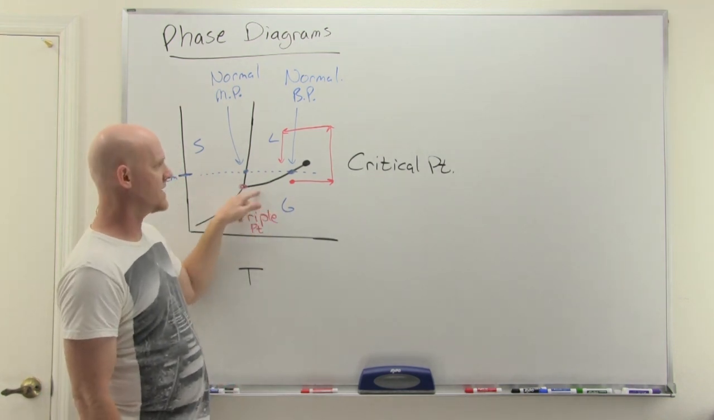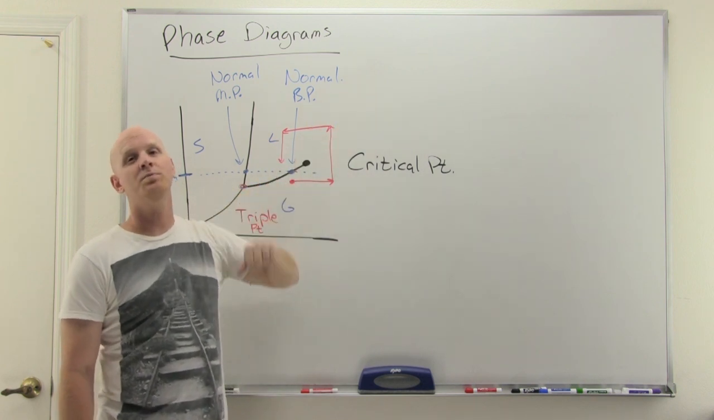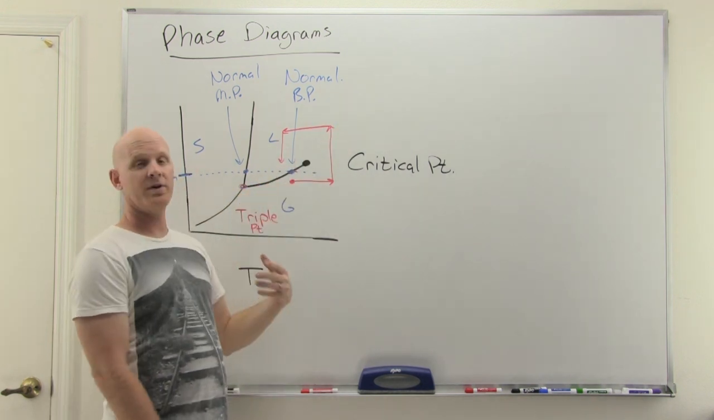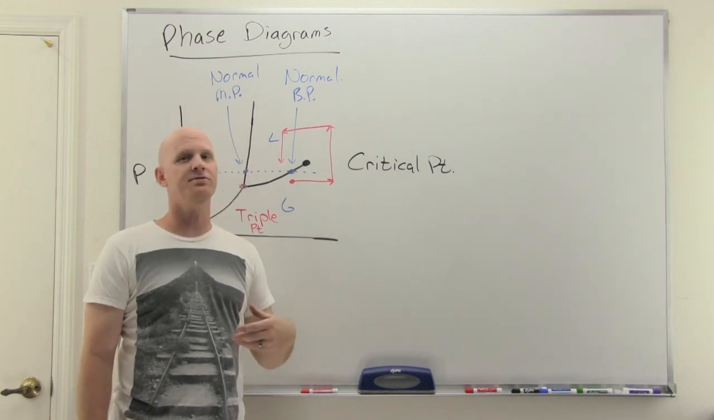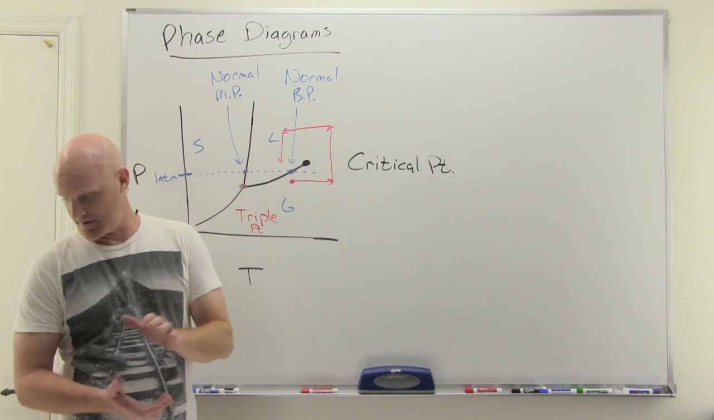And so if you're down here, you've got a gas. And if you're over here, you have a liquid. But if you're out over here, you have what's called a supercritical fluid. Supercritical meaning above the critical temperature, fluid instead. Cool. That is your critical point.